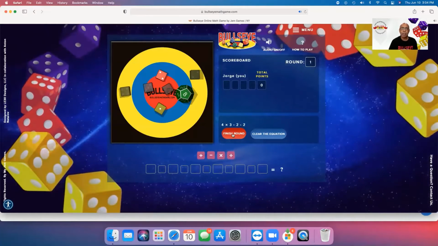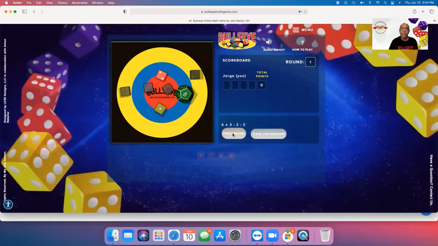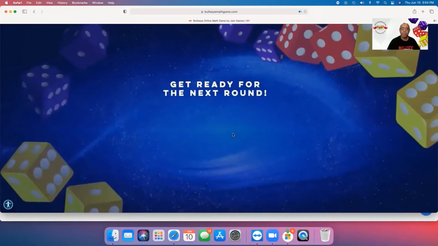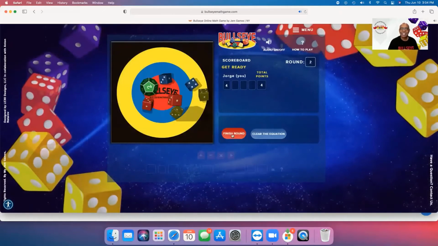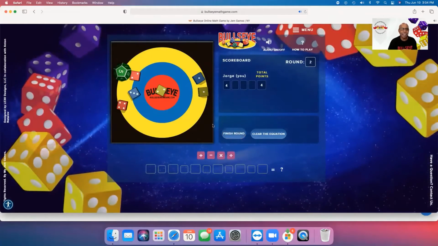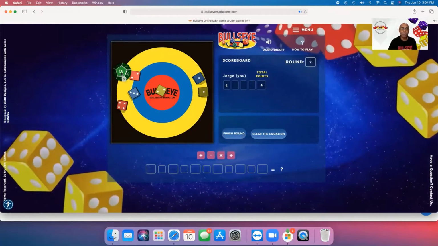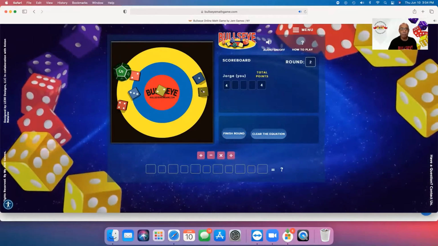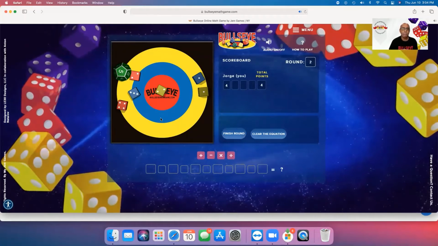So I'm going to now click Finish Round. And by clicking Finish Round, it tells the computer to calculate my score and get me ready for the next round, mathematicians. Let's go. Let's improve the score that we have here. All right. So now our new bullseye number for round number 2 is 5. So what do I have? Double 2s, double 1s, a 3, and a 4.